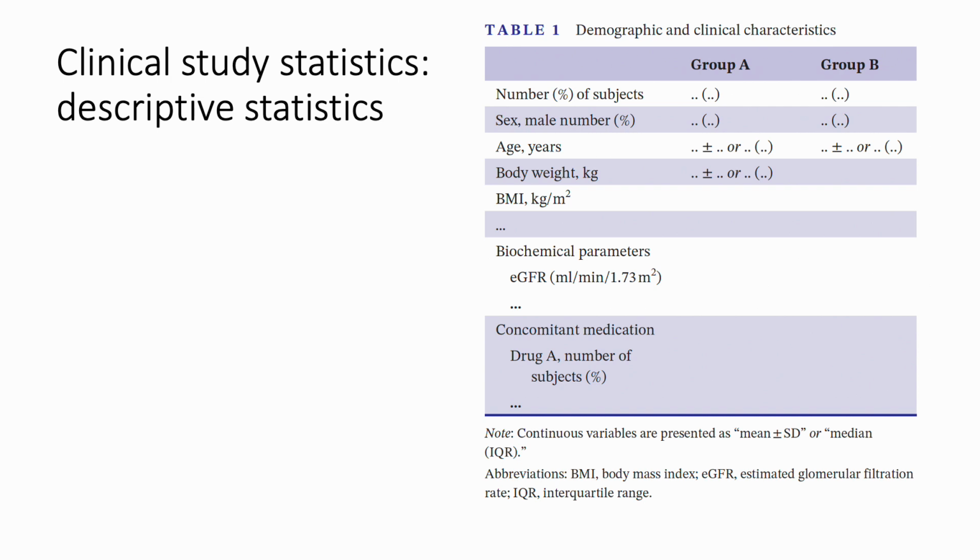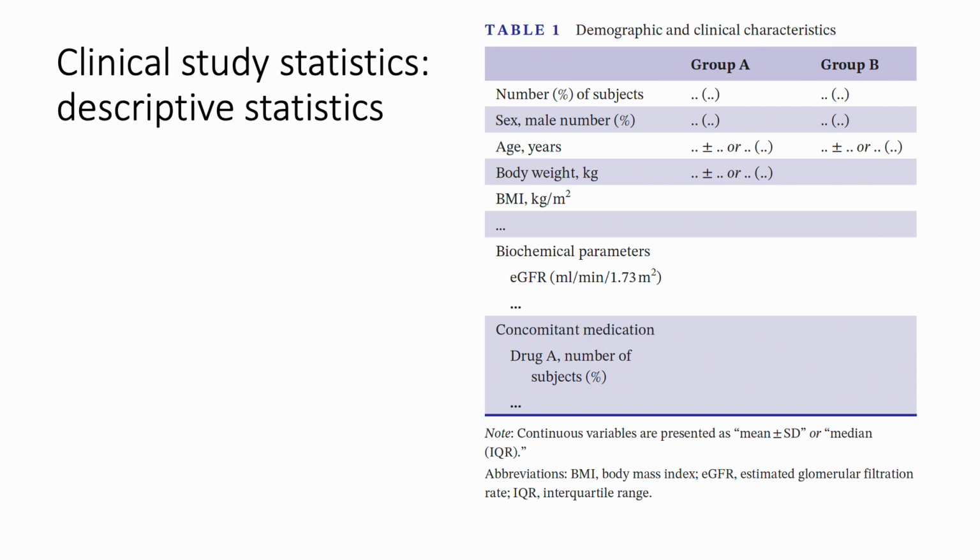So as you see, there is no analysis. We are just giving demographic and clinical characteristics. Now, when we talk about the age, as you can see under group A, we give the age, but we put plus or minus. So this is the average of the age plus or minus the standard deviation, or SD.